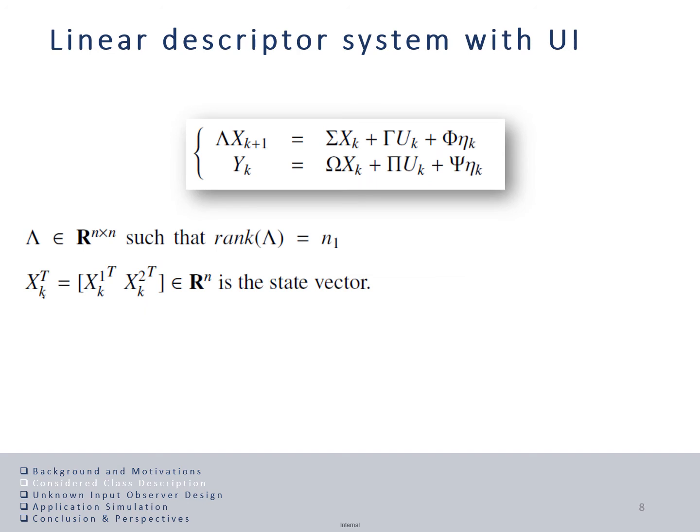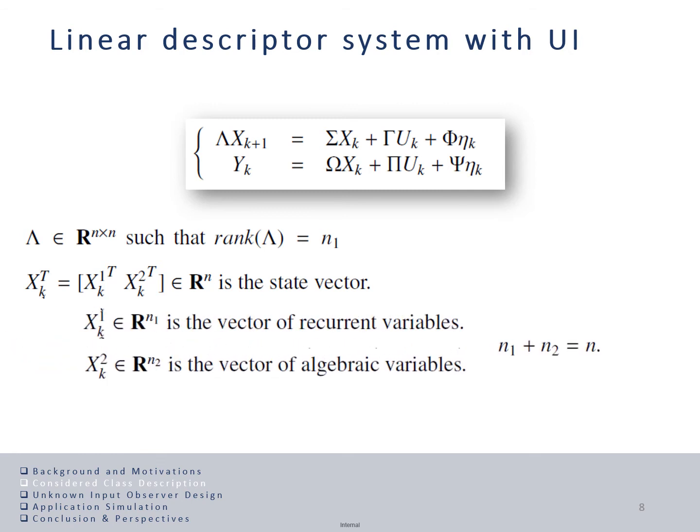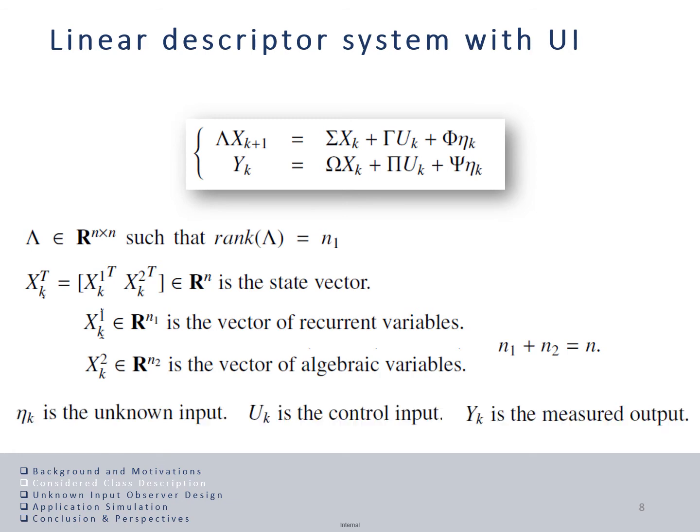In the considered class of systems, lambda is a square matrix with rank of lambda equal to n1. Xk is the state vector composed of x1k and x2k, in which x1k is the vector of recurrent variables and x2k is the vector of algebraic variables, with n equal to n1 plus n2. Eta k, uk, and yk are respectively the unknown inputs, the control input, and the measured output.